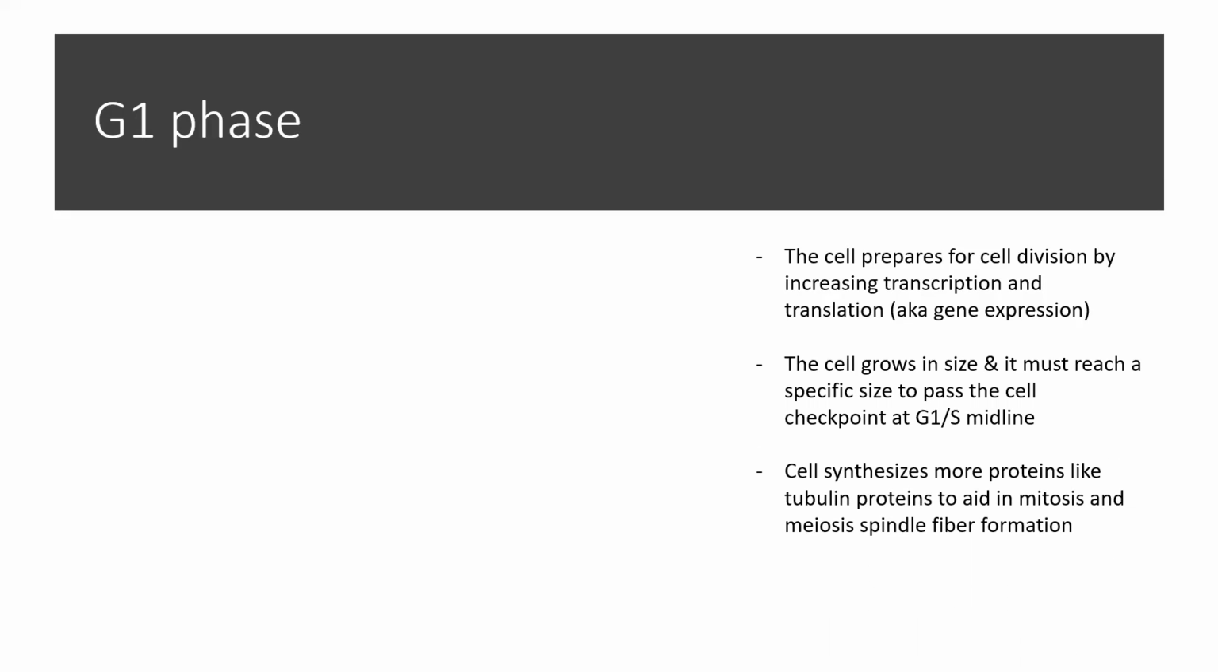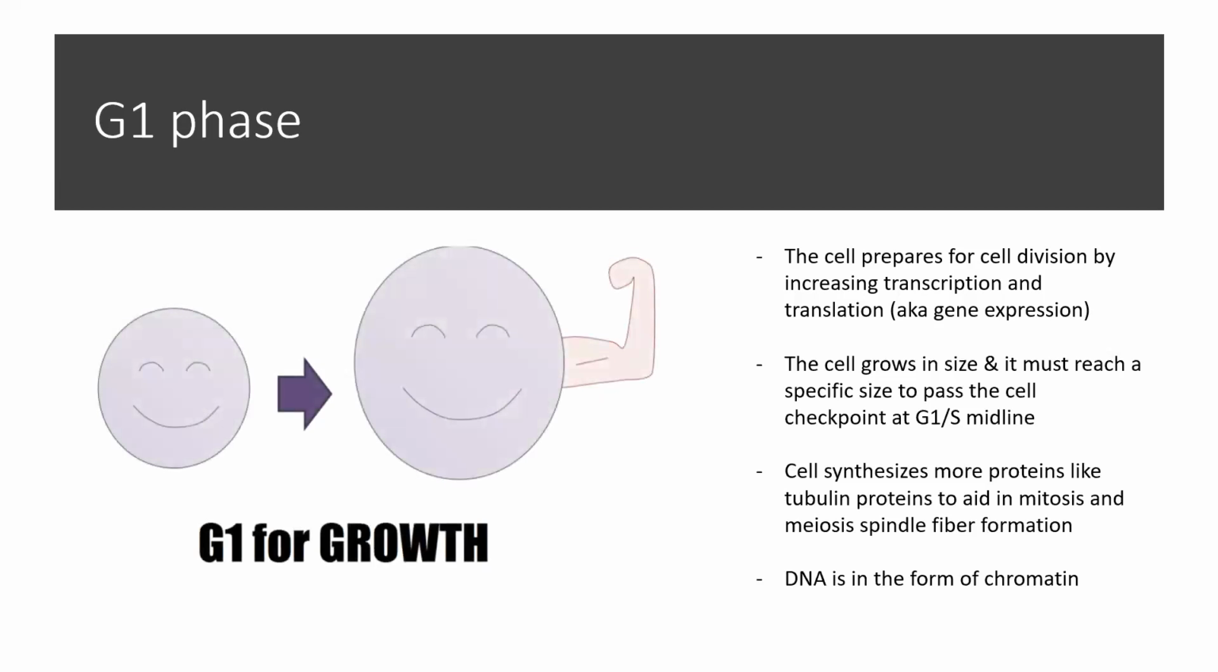One of the proteins which the cell strives to synthesize in this stage is tubulin proteins, because they are necessary for spindle fiber formation, which is needed in mitosis and meiosis for the movement of chromosomes, to be more precise. DNA in the interphase is generally in the form of chromatin, and it condenses later on in prophase, where we enter mitosis. So G1 is for growth.